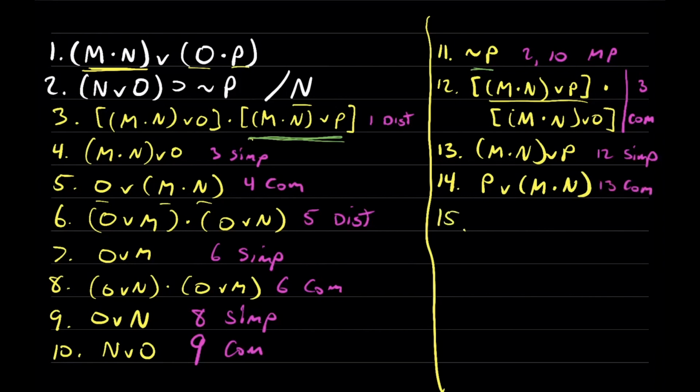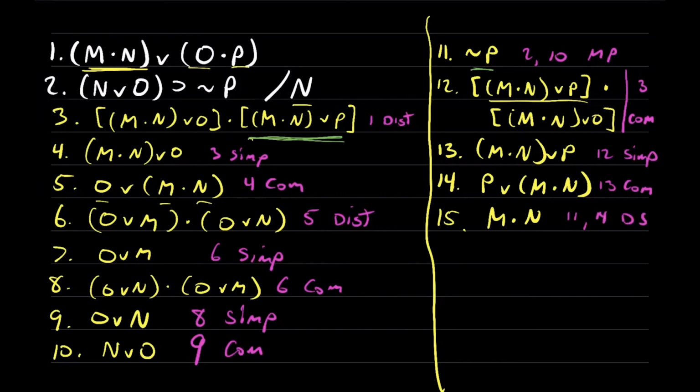Now I can do disjunctive syllogism. I think this is pretty clear. We have P or M and N. P is false on line 11, so we know M and N has to be true. That's going to follow from line 11 and line 14 by disjunctive syllogism, DS.